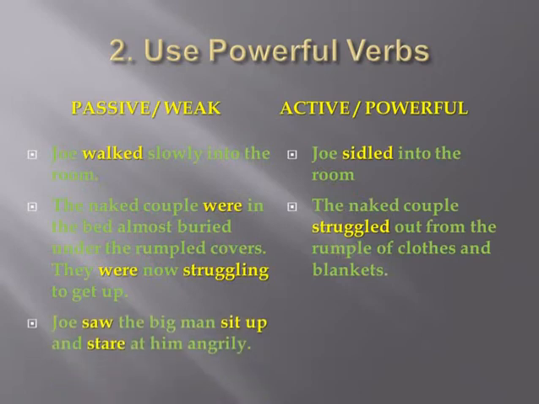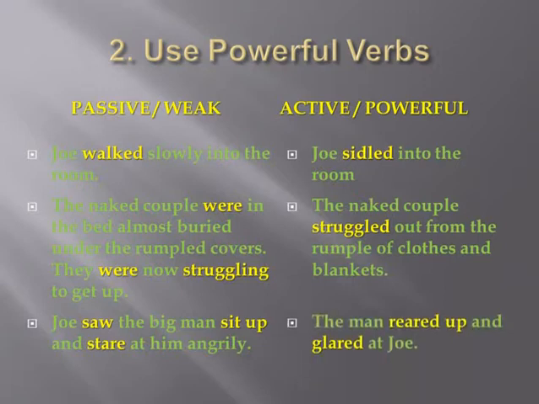Here's the third sentence. Joe saw the big man sit up and stare at him angrily. Okay, Joe saw. That's pretty weak. The big man sit up. Sit up is very weak too. How did he sit up? What is that attitude there? And stare at him angrily. While staring, I needed to put in the word angry to show how he stared. Let's see how he fixed it.